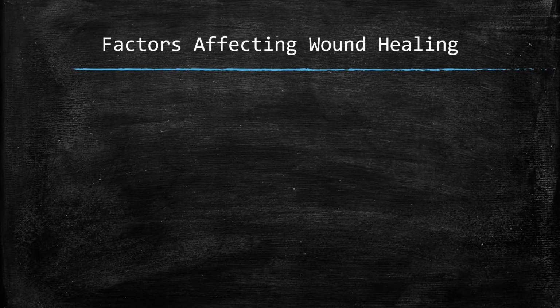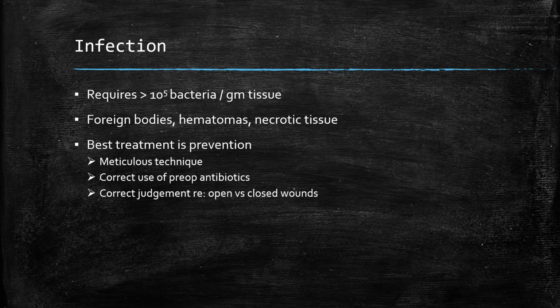With that as a basic overview of the mechanics of wound healing, let's now discuss some of the factors that will negatively affect wound healing. Wound infections greatly impair the healing of surgical incisions. It takes greater than 10 to the 5th bacteria per gram of tissue to develop a wound infection, but this will be decreased by the presence of adjuvant factors like foreign bodies, hematomas, and necrotic tissue.